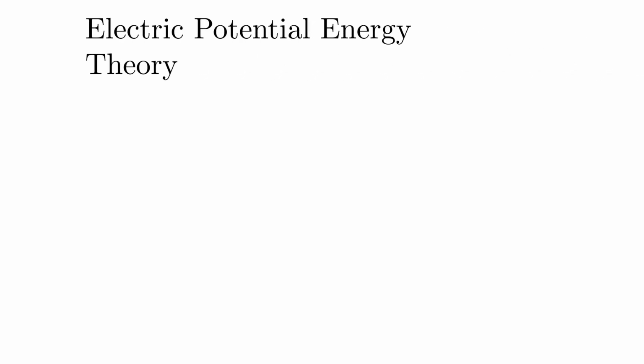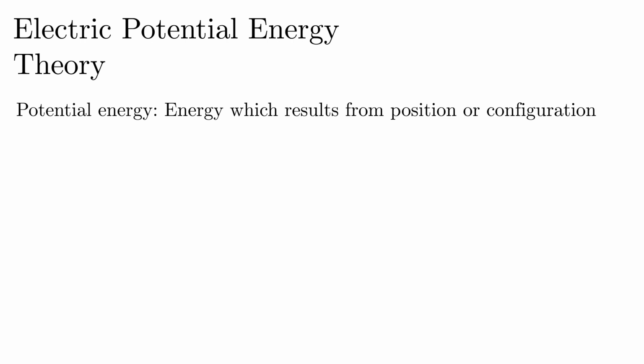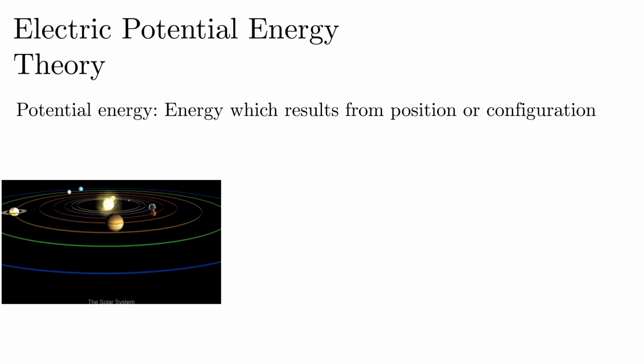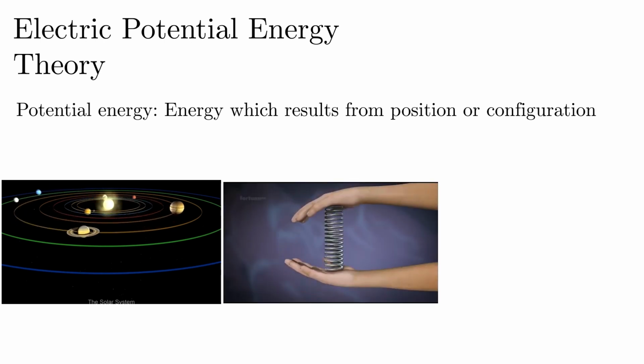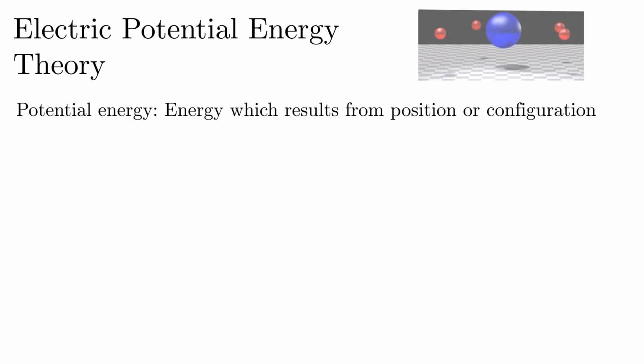Next, we have the electric potential energy question. Before we get started, we must first understand what electric potential energy is. Starting off with just potential energy, it is defined as energy which results from position or configuration. Some examples of potential energy include gravitational potential energy, elastic potential energy, magnetic potential energy, and lastly, what we're going to be talking about today, electric potential energy.